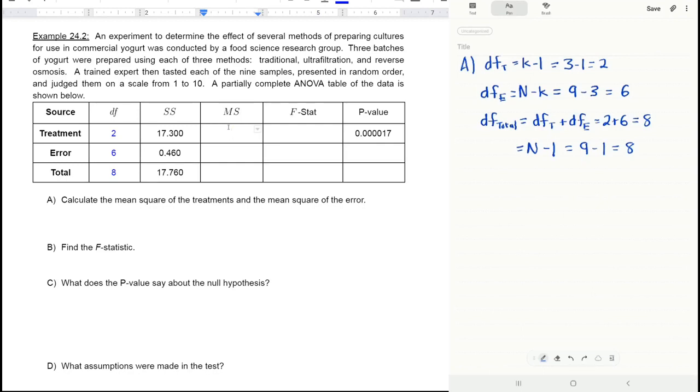So now we can calculate the treatment mean square. Recall that the treatment mean square is the treatment sum of squares over the treatment degrees of freedom. So we're given that the treatment sum of squares is 17.3 and the treatment degrees of freedom is 2. So that is 17.3 divided by 2, which gives us 8.650 for the treatment mean square.